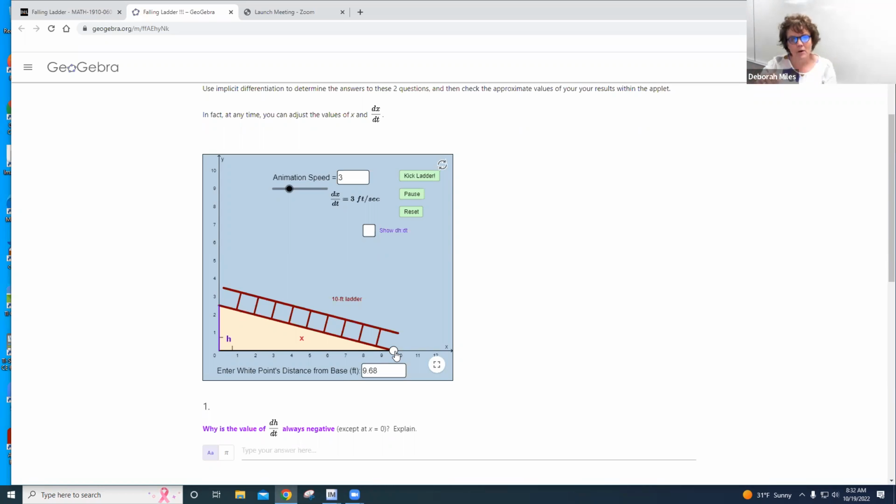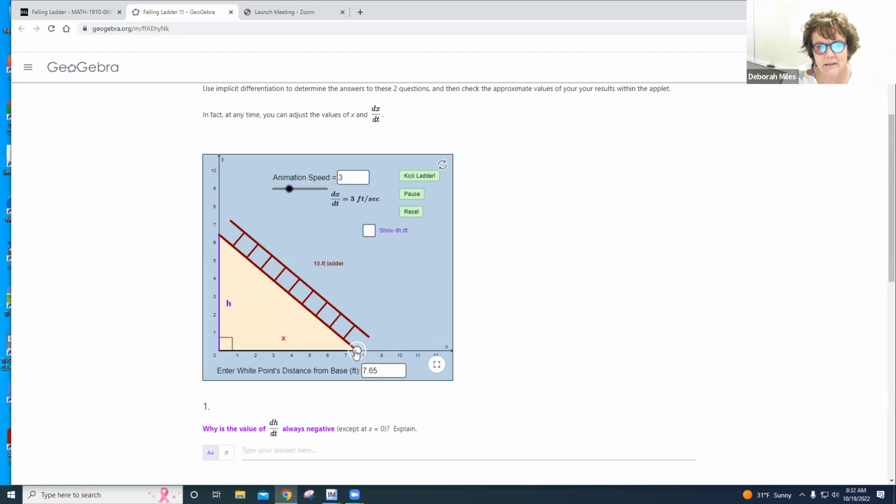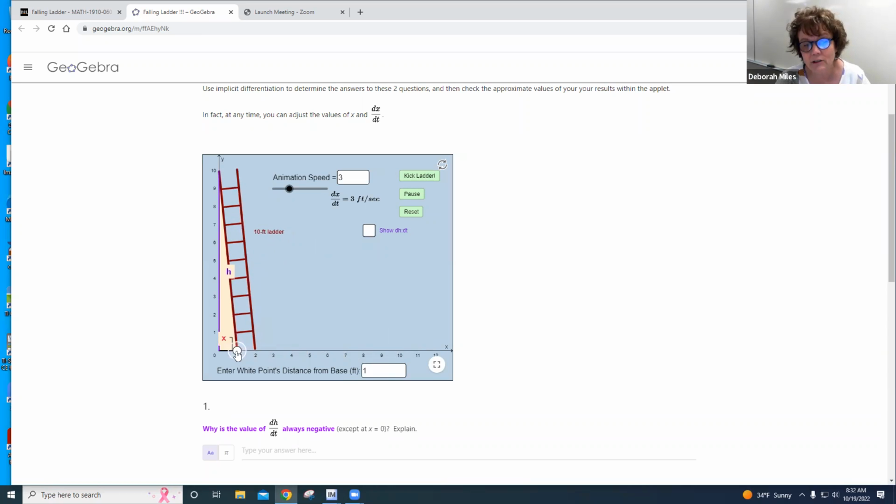In the problem we're fixing to do, where the construction worker is pulling the top of the ladder up the wall, it's going back this way. Is dx over dt going to be positive or negative? Is x increasing or decreasing? Decreasing, so dx over dt is going to be negative. And is dy over dt, or if we use h instead of y, is dh over dt positive or negative?